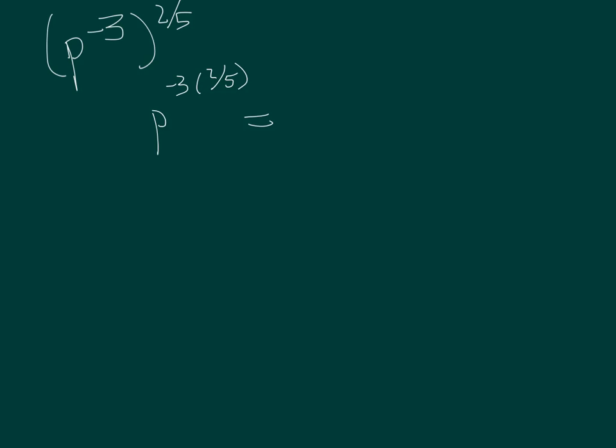So multiplying these exponents, I end up getting p to the negative 6 over 5. Now, I know we don't normally leave it with a negative exponent, but it's going to be the same thing. It's just going to be on the bottom of a fraction. I'm going to leave it like that right now. This seems like a pretty easy thing to compare to, right?